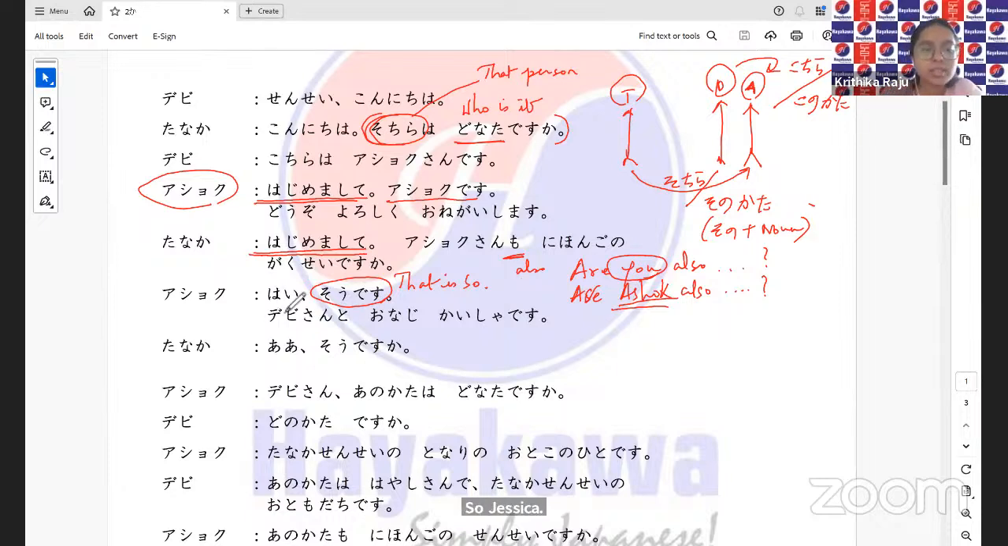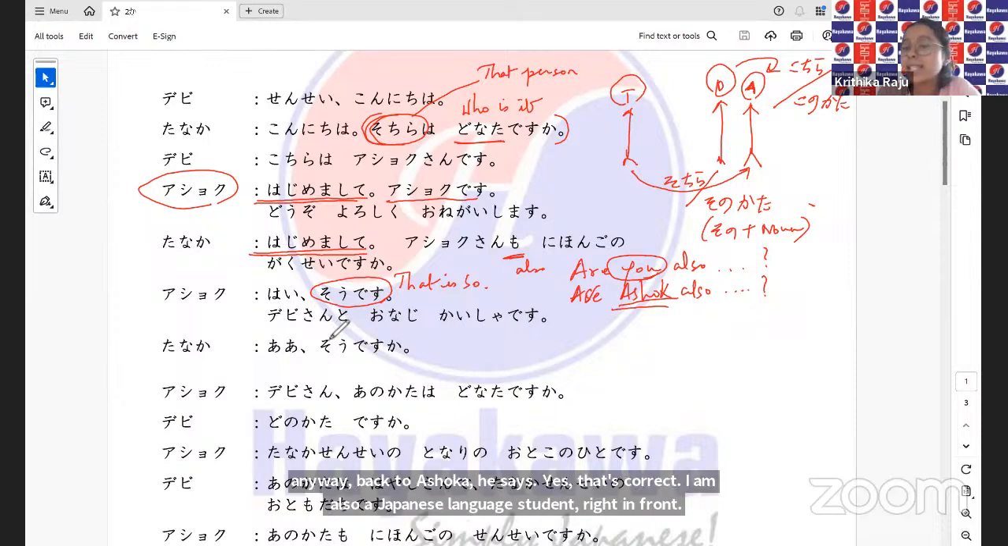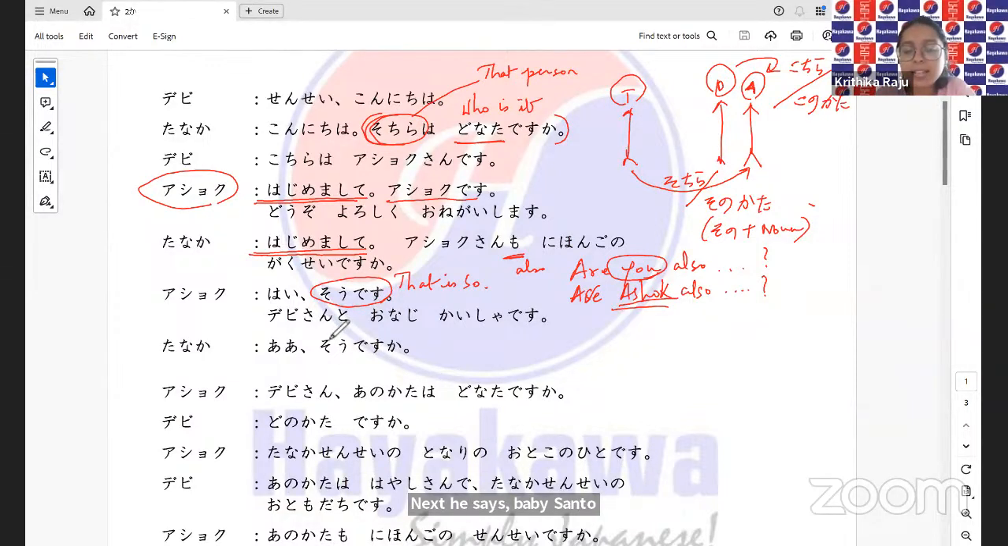All right, anyway, back to Ashok's dialogue. He says, yes, that's correct. I am also a Japanese language student, right? Next, he says, Debi-san to onaji kaisha desu. Onaji means same. Kaisha, we saw earlier, is company.